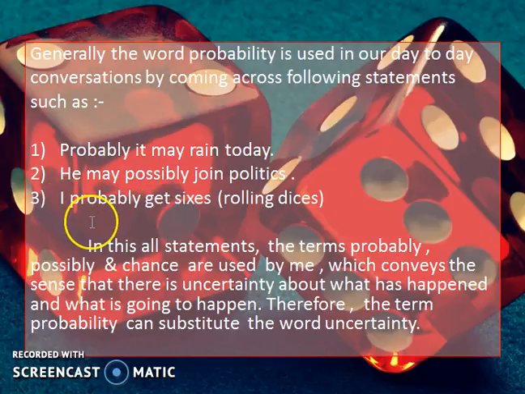Let's see another example. I probably get 6s for rolling dice. Here we have the word probably too. The words possibly, probably, and chance convey that there is uncertainty about the events.